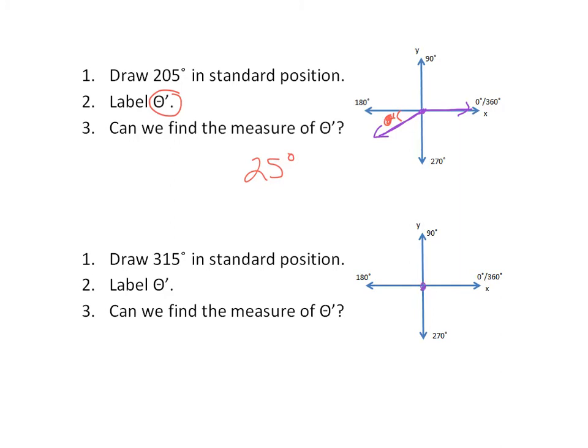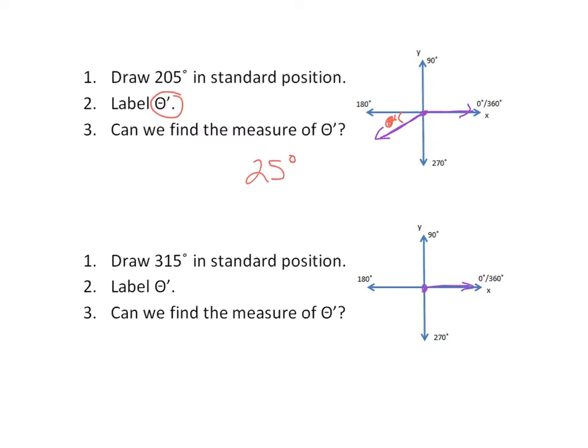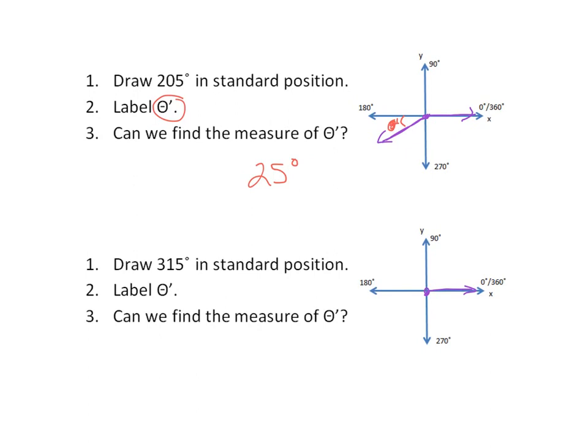So, original angle, 315 degrees, is right there. Now we're going to label theta prime. Theta prime is the angle created by the terminal side of the original angle and the nearest x-axis. The nearest x-axis is right here, so the angle we're talking about is right here. This is theta prime. What's the measure of theta prime?